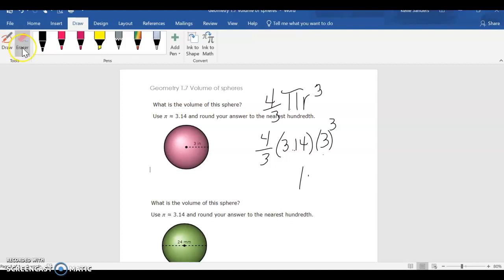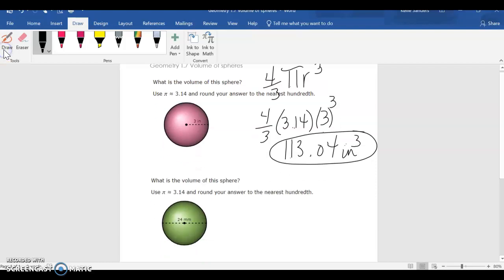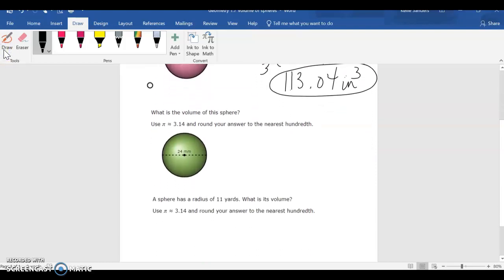1 point, and that is so not right, 113.04 inches cubed. And that's basically all there is to it.